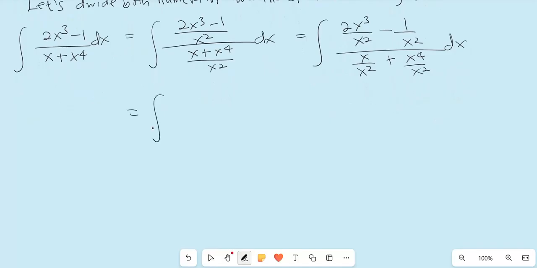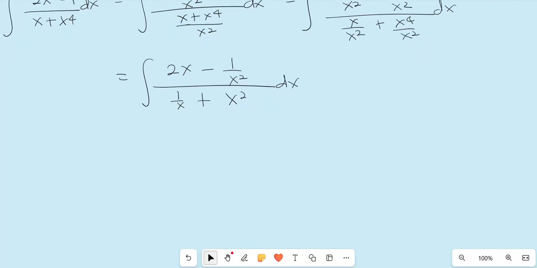What does that simplify to? 2x to the third power divided by x squared, so that is 2x minus 1 over x squared all over x divided by x squared is 1 over x plus x to the fourth power divided by x squared, so that is x squared dx.